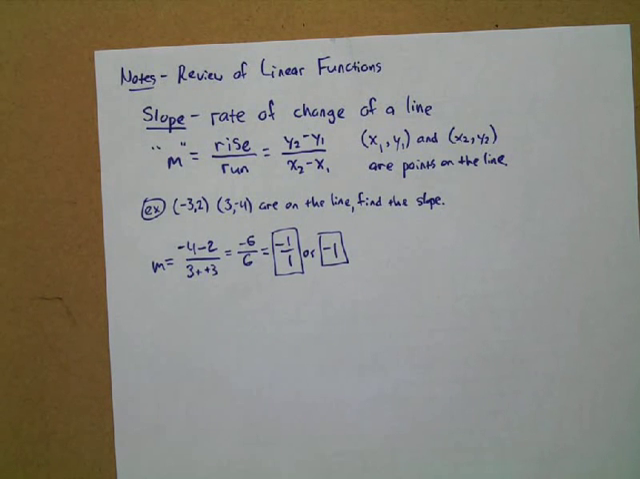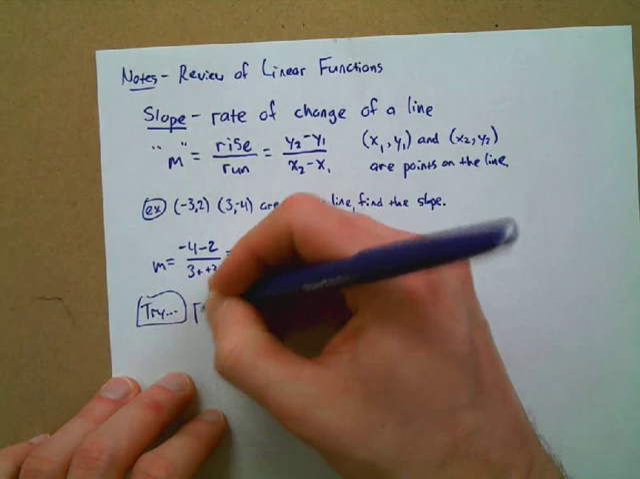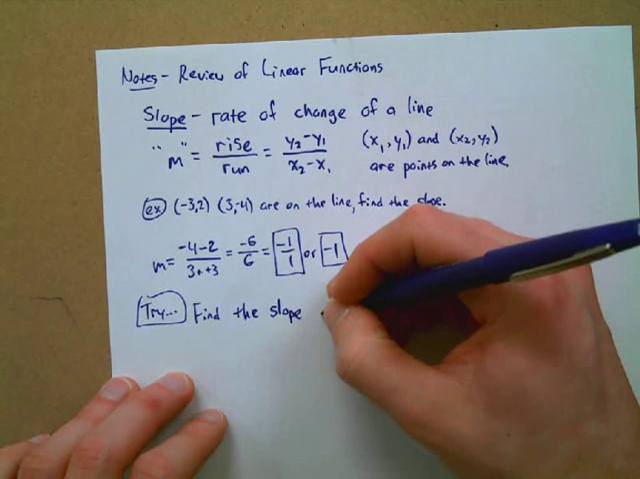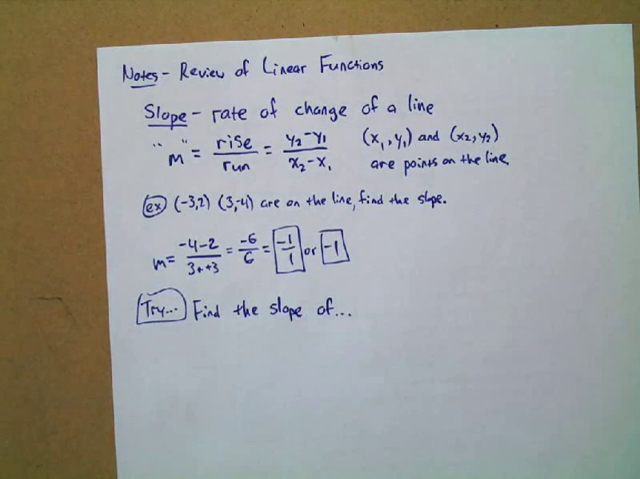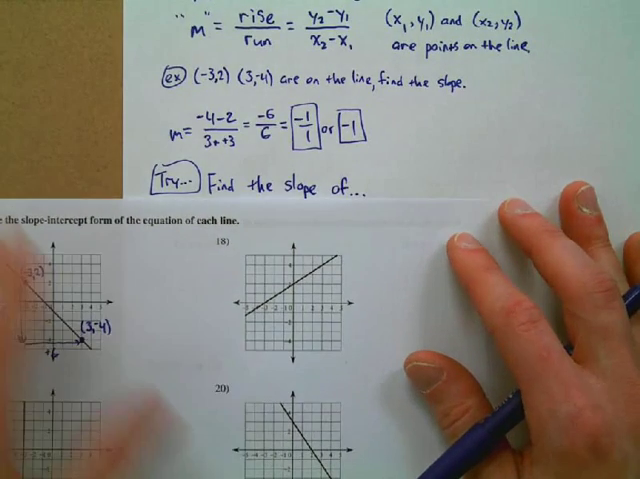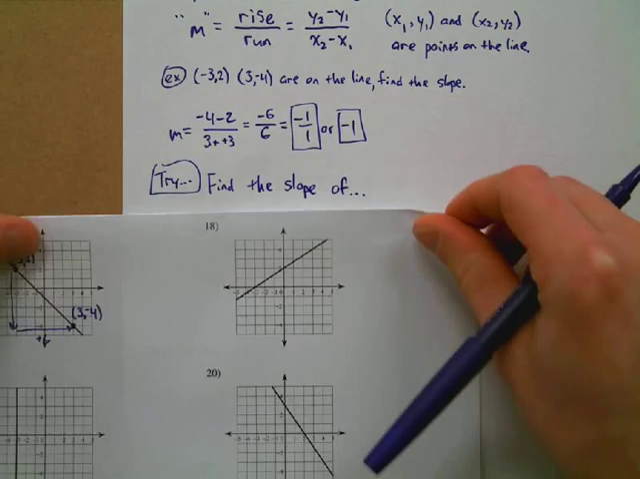All right, so questions on any of that? I don't want to spend too much time there if that was too easy. So let's have you try 2. Again, find the slope. I'm going to give you a picture here as well. Let me zoom in on this. So find the slope of that line right there. See what you can come up with.